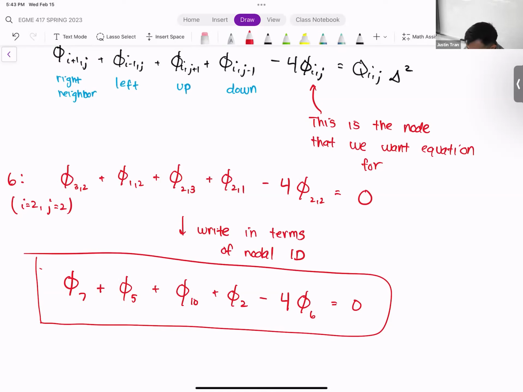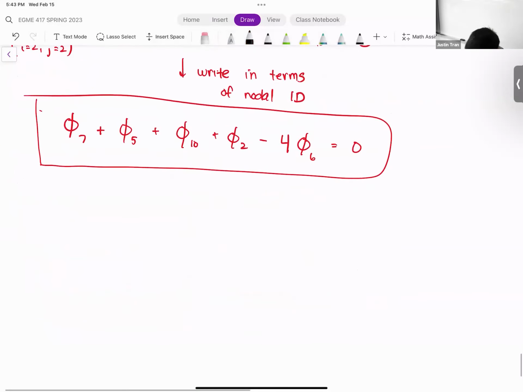Okay, so let's do the same thing for node 10, but let's do this without a visual aid. We kind of did that example just looking at the grid, so let's see if we can do this one without looking at the grid. Node 10, we know from the previous part, has I equal to 2 and J equal to 3.